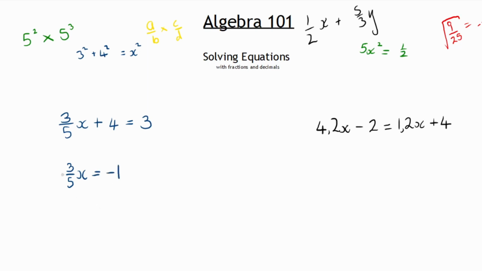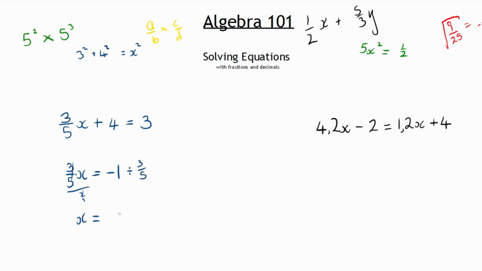But now, how do we get rid of this coefficient of 3 over 5? Well, we simply know that that is being multiplied by the x, and so therefore we divide by the same, which means that they would cancel out. And so we're left with x on the one side, but reminding ourselves what we do to the left, we have to do to the right. And so we have division by 3 over 5.